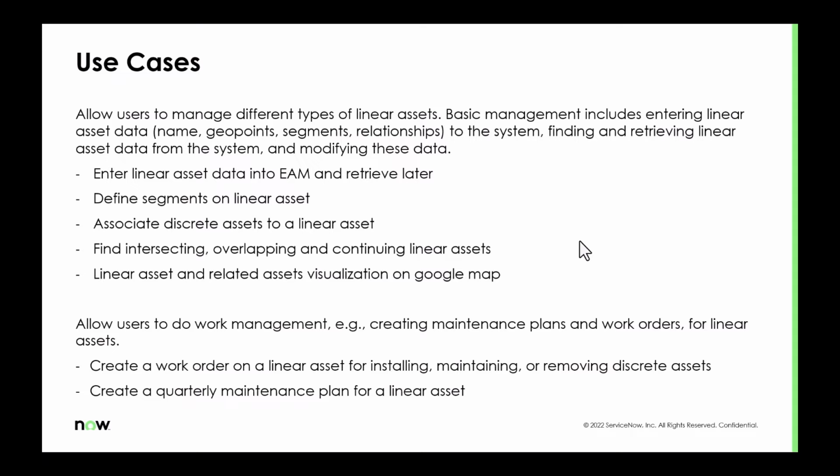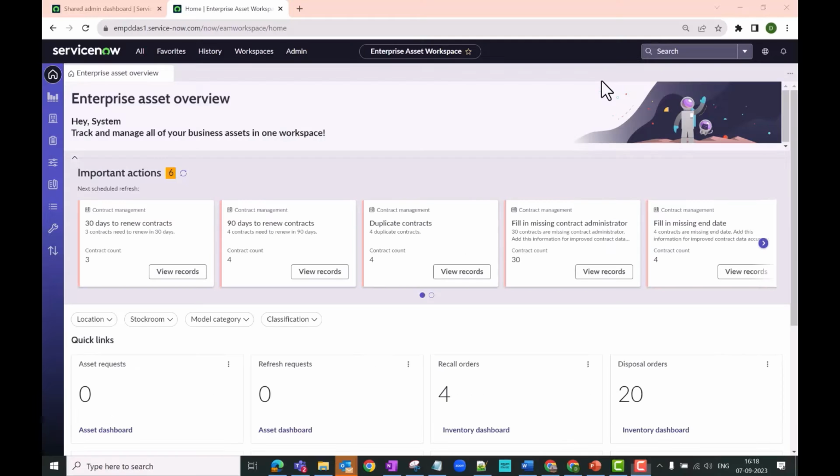Use cases. It allows users to manage different types of linear assets. Basic management includes capturing the linear asset data like the geopoints, segments, name, etc., finding and retrieving linear asset data from the system, and modifying this data. It also allows users to do work management, for example creating maintenance plans and work orders for linear assets. So let's get into the workspace to see how this feature, that is linear asset, works.